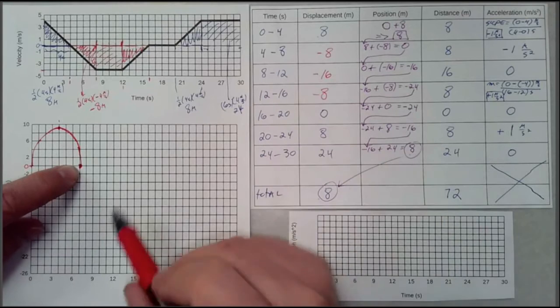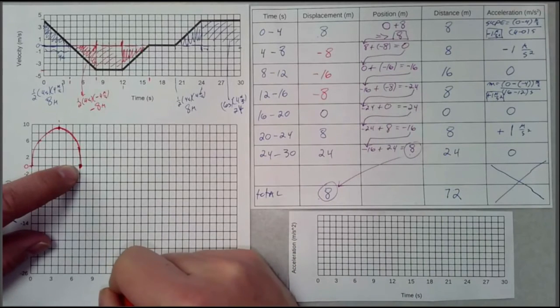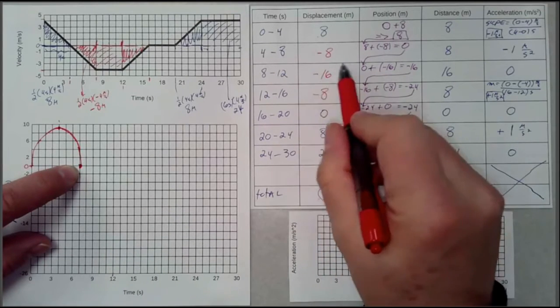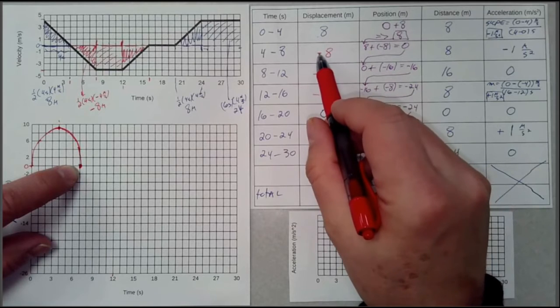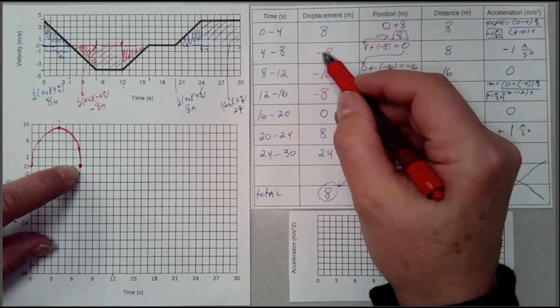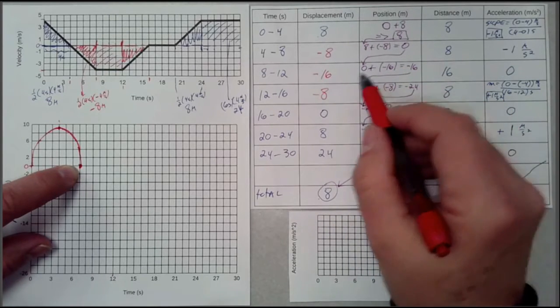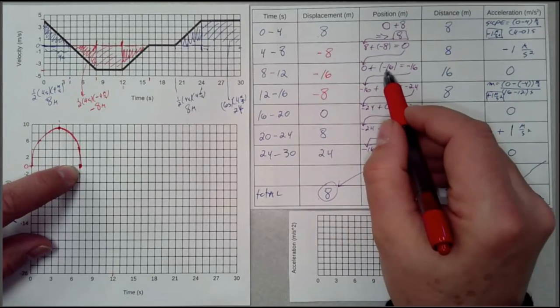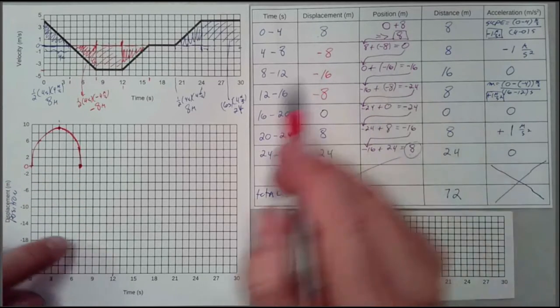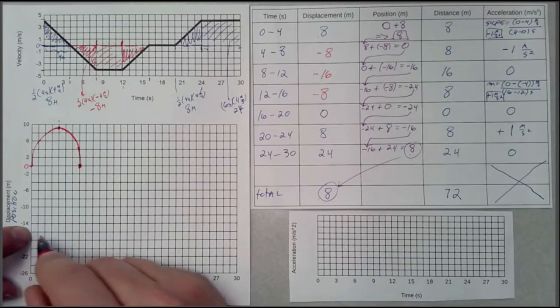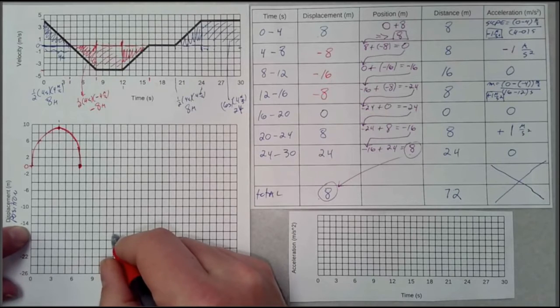Now from 8 to 12, so at 12 seconds, here's 12. The next displacement is -16. So it has come back to 0. The next displacement is -16. So the next position is going to be -16. So -16 is this line, 12. So this is where it ends up.